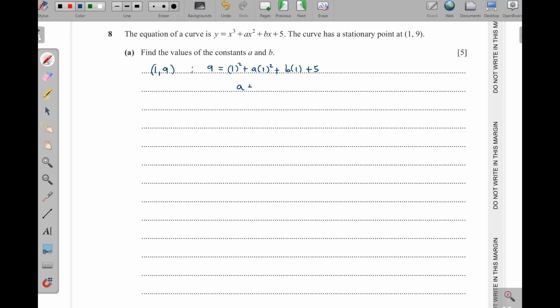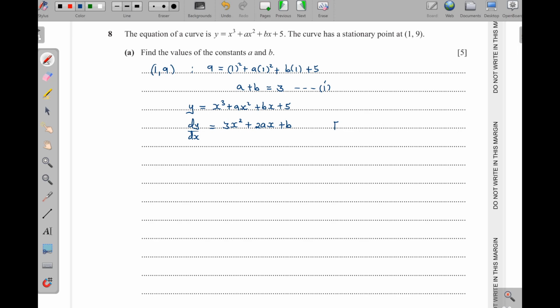So we have here a plus b, which is equal to, this is 5 plus 1, that's a 6. So when it crosses, we have 9 minus 6, that will be a 3. So this will be 3. This is my equation 1. Then this is a stationary point. Then we need to get dy/dx, because for stationary points, dy/dx is equal to what? To 0. All right. So let us differentiate this. dy/dx shall be equal to 3x squared, then plus 2ax, then plus b.